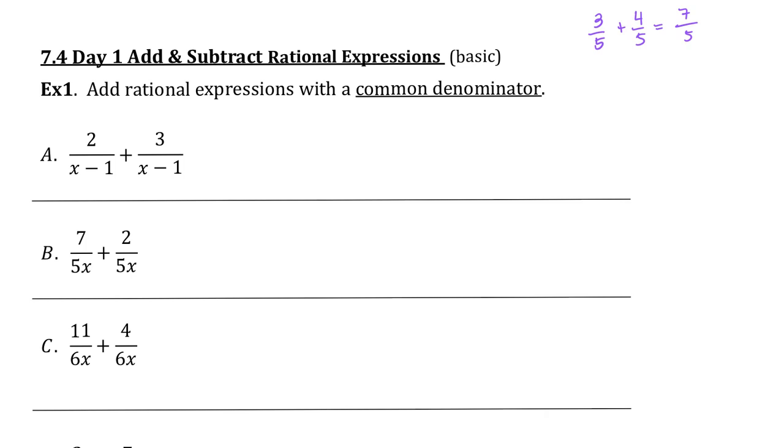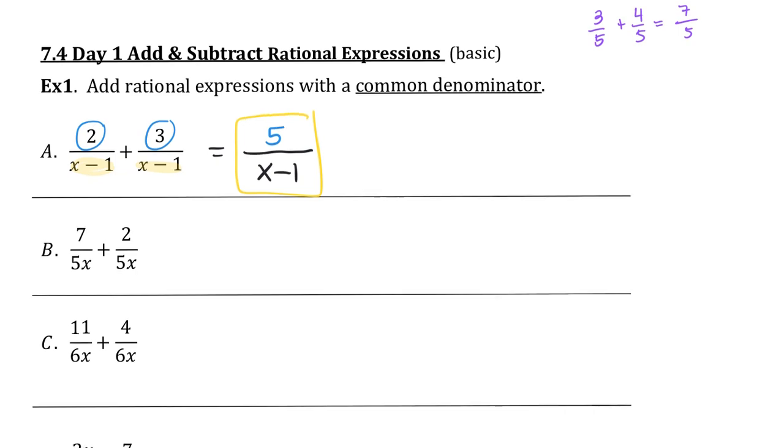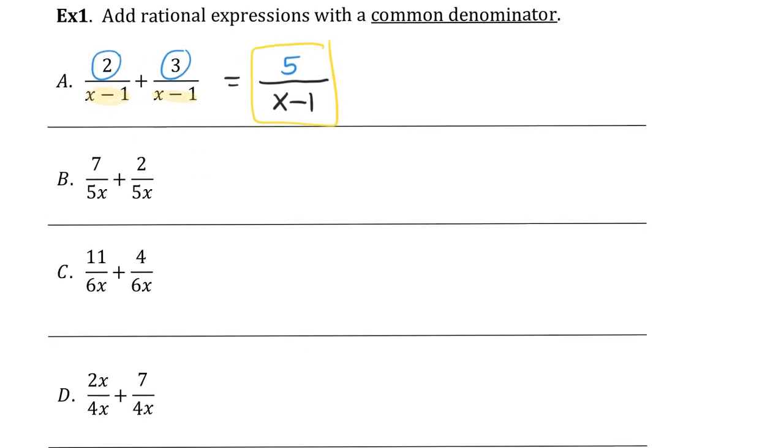So for example 1, we're going to add rational expressions with a common denominator. So this has a denominator of x minus 1, and this one has the same. Since they both have a denominator of x minus 1, I keep the common denominator, and then I just add the numerators. So if I do 2 plus 3, I get 5. And then I don't see anything that simplifies, so that's my answer. Okay, easy, right? Okay, keep going ahead.